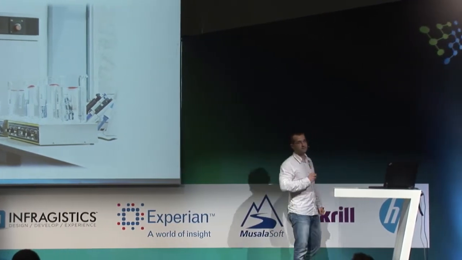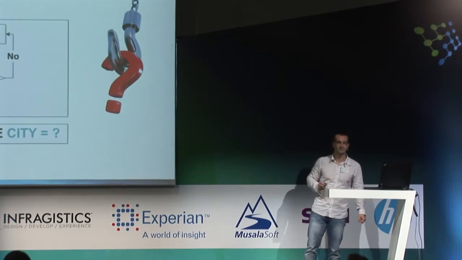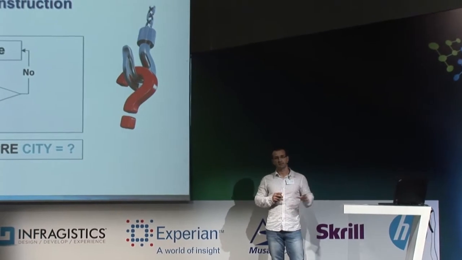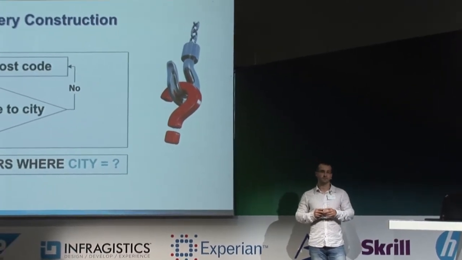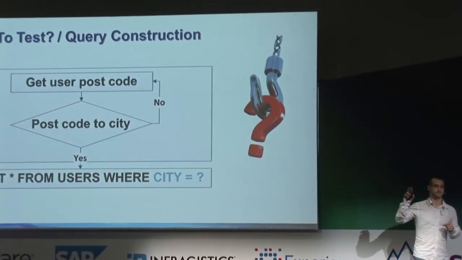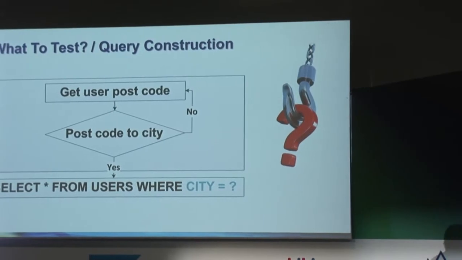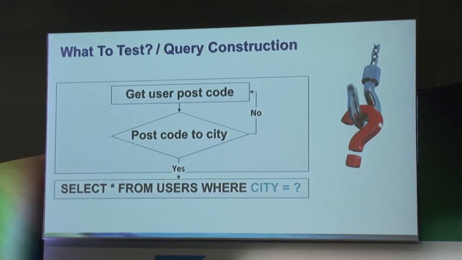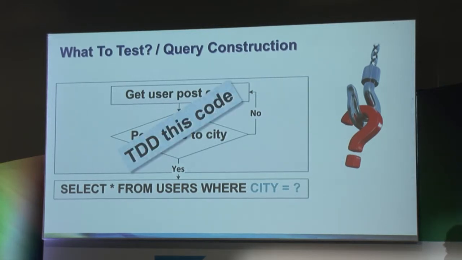Let me show you what can be tested here. First, our Node.js service gets an input, the postcode, but in the database we have users with their cities. So we need to construct a query which has a city as parameter, but as input we have a postcode. So we have to make a mapping here. We have to map postcode to city. This logic here can be test-driven tested.